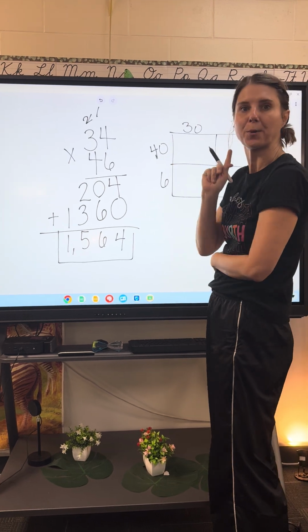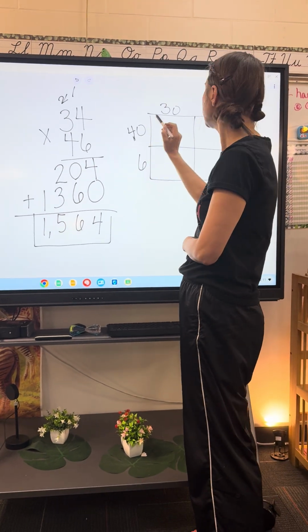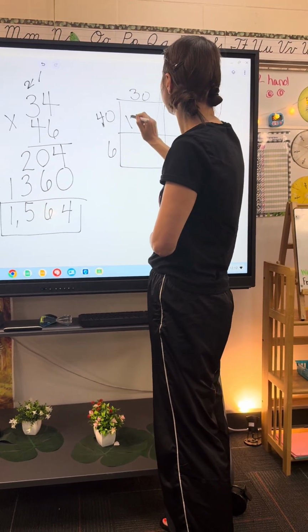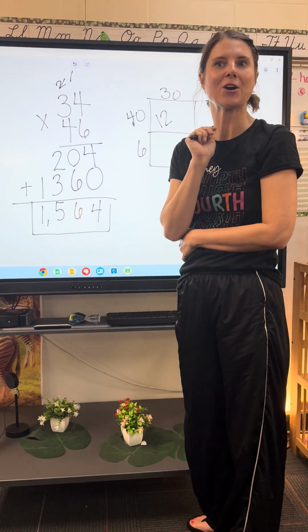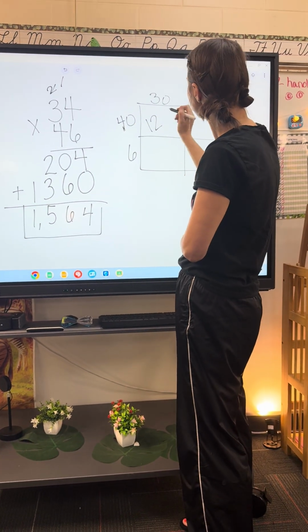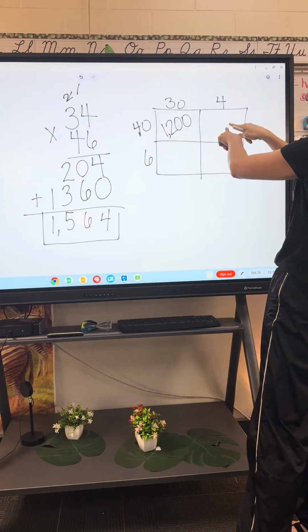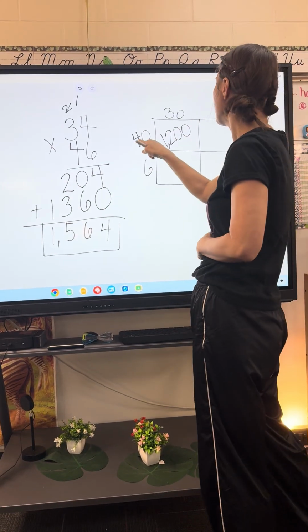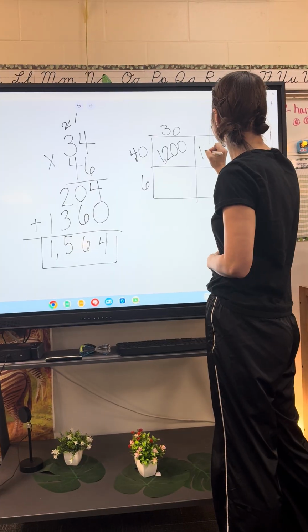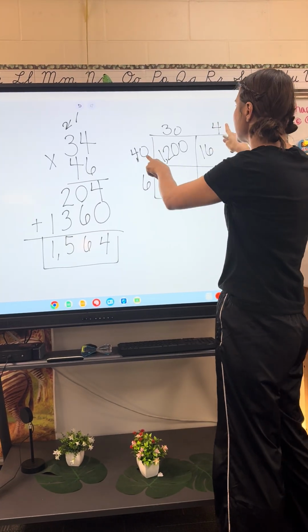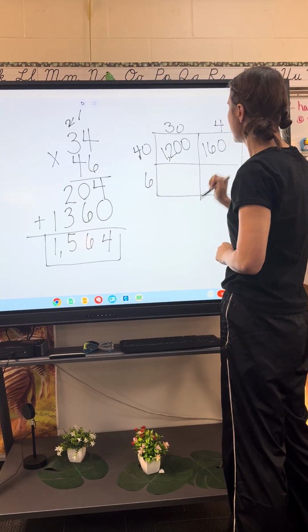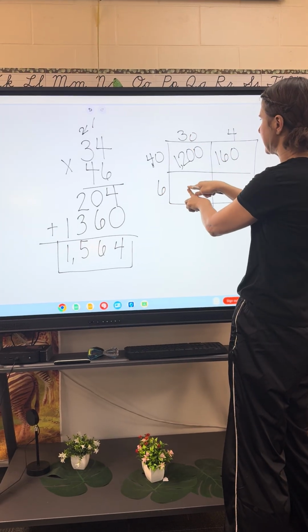So we're going to find our basic facts. 4 times 3 is 12. And then we're going to count our zeros. How many zeros? 2. 1, 2. Now 40 times 4, we're going to find our basic facts. 4 times 4 is 16, with how many zeros? Just 1.